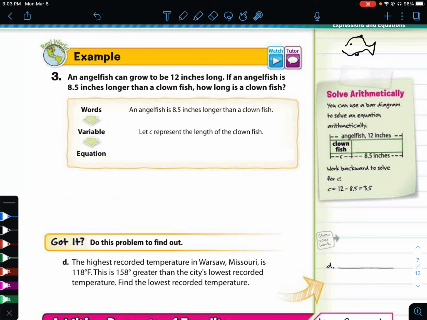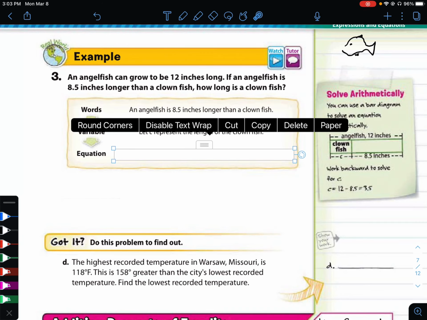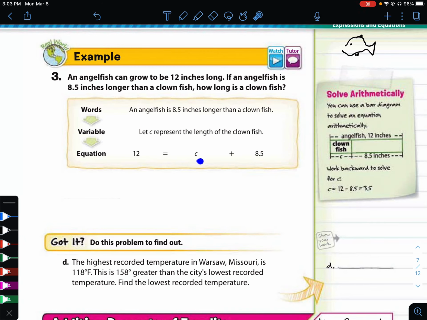An anglerfish can grow to 12 inches long. So therefore, we can write 12 equals the length of our clownfish, which is C, plus 8.5, because we know that an anglerfish is 8.5 inches longer than a clownfish. So C plus 8.5 will be the value of our anglerfish.